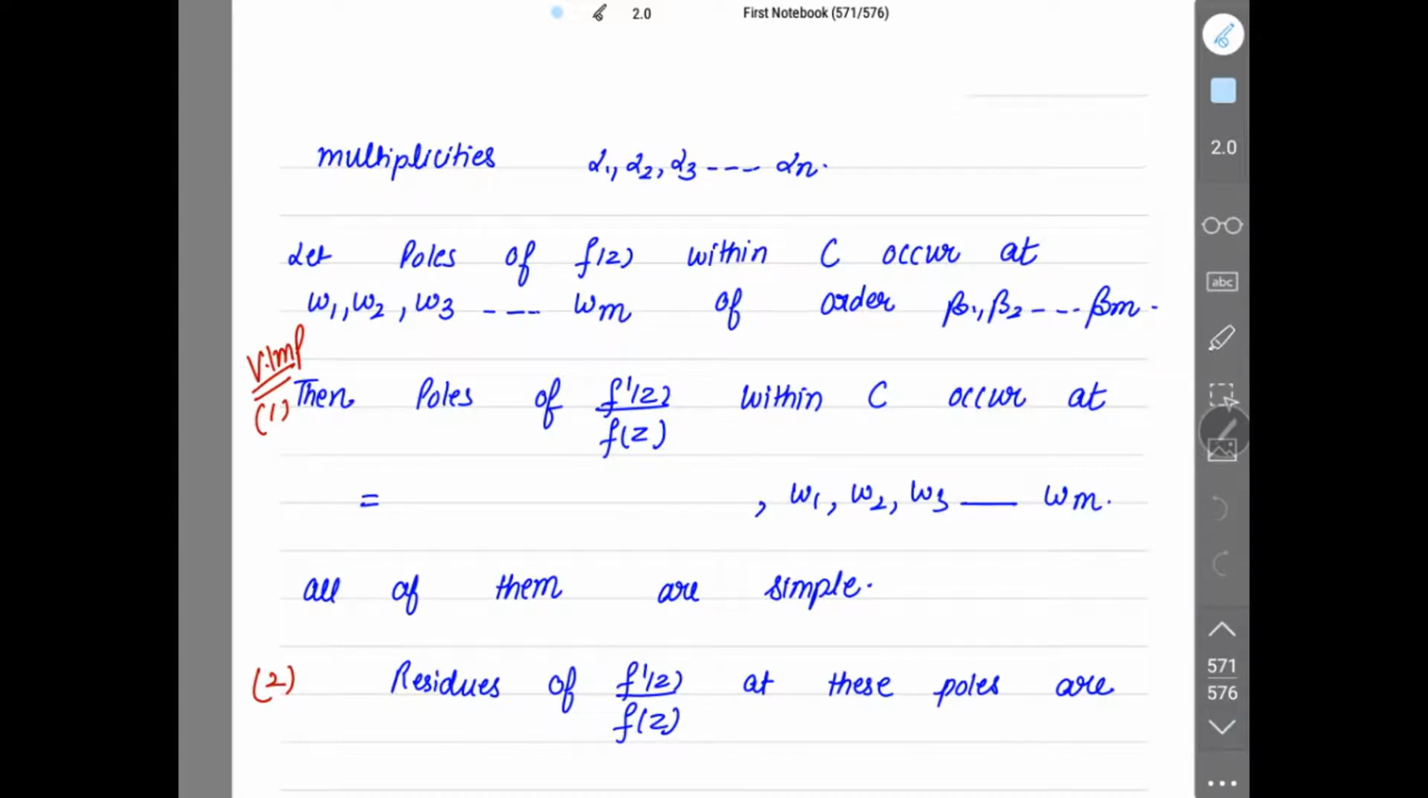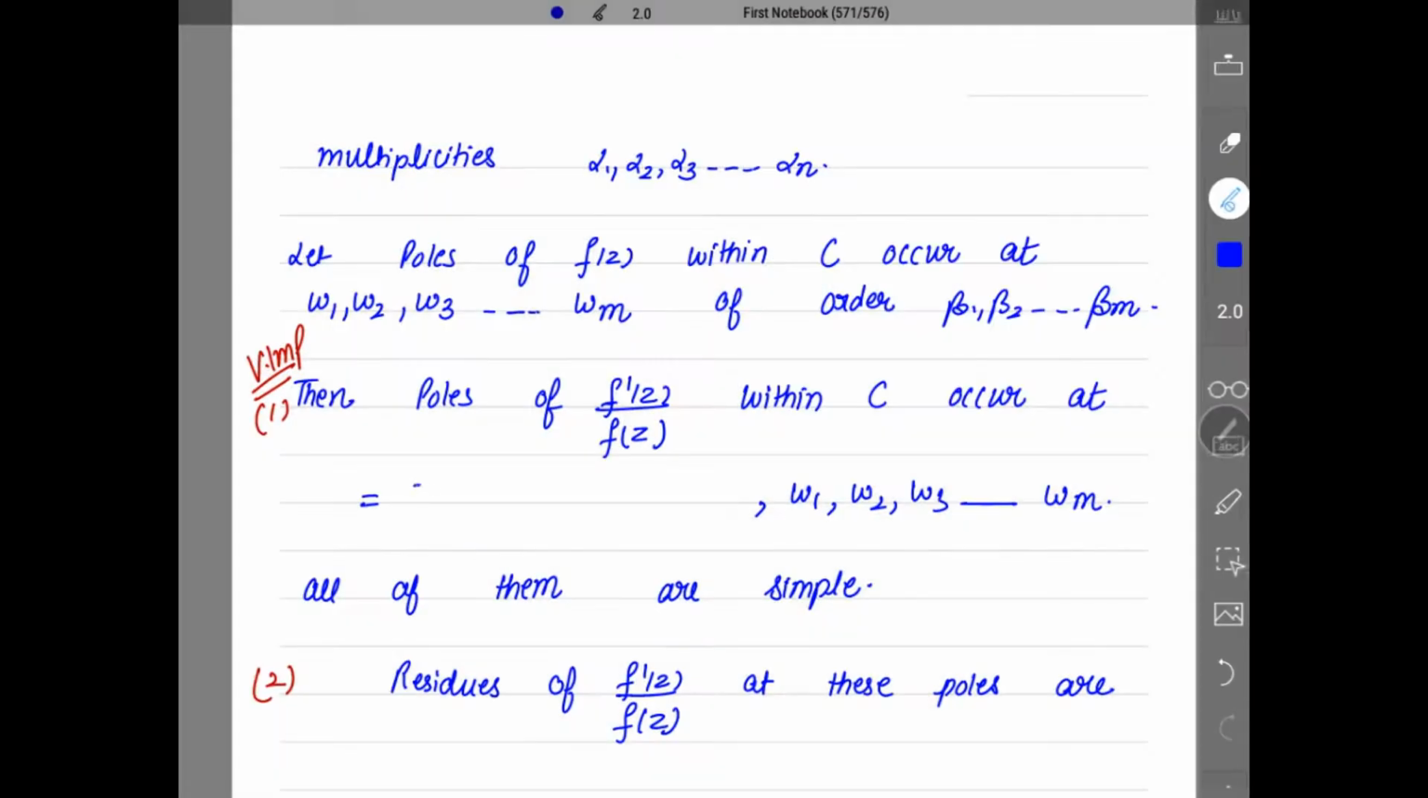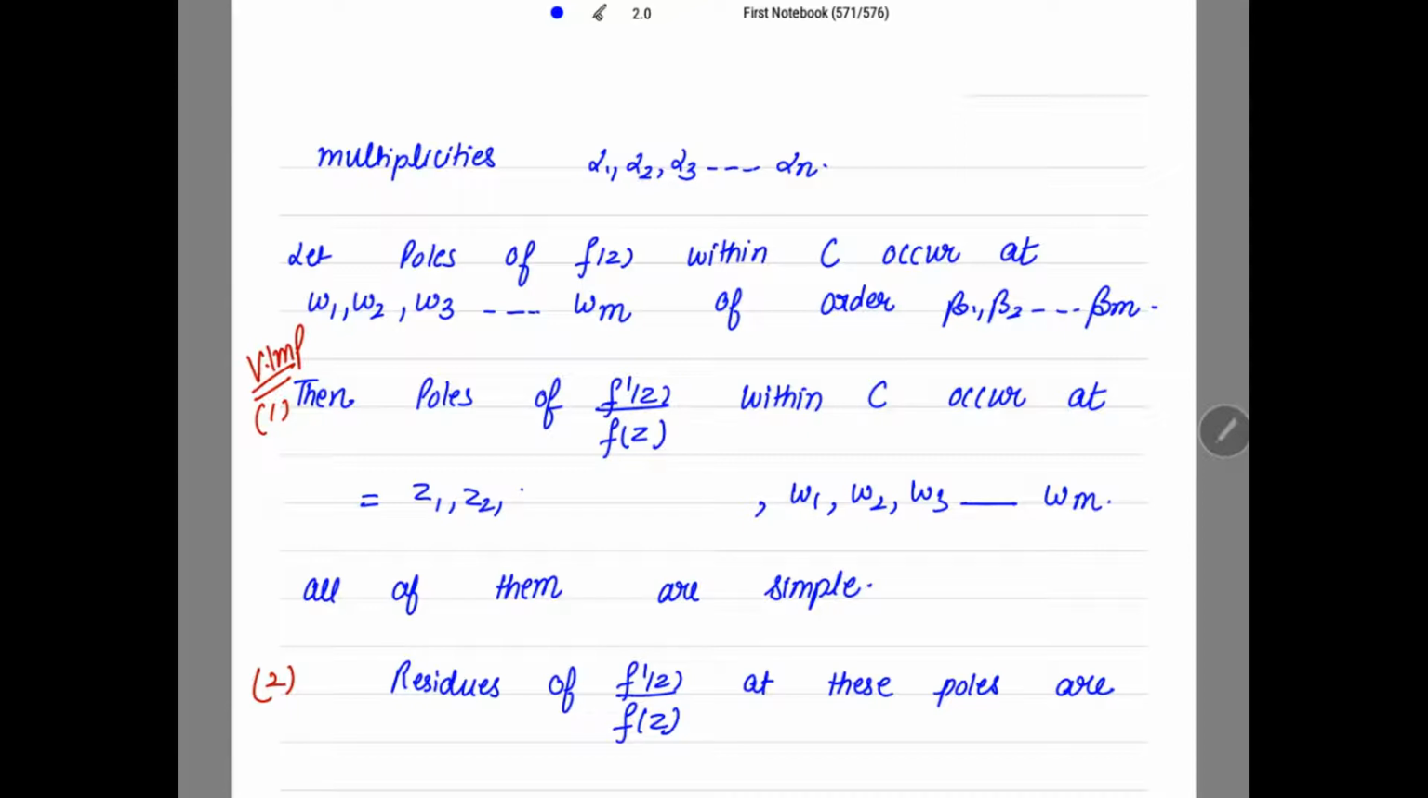It is saying that the poles of f'(z) over f(z) within C occur at the zeros as well. That means they are also occurring at z1, z2, z3, up to zn, and of course w1, w2, w3, up to wm. So we are having the total number of poles as this, and all of them are simple, right?